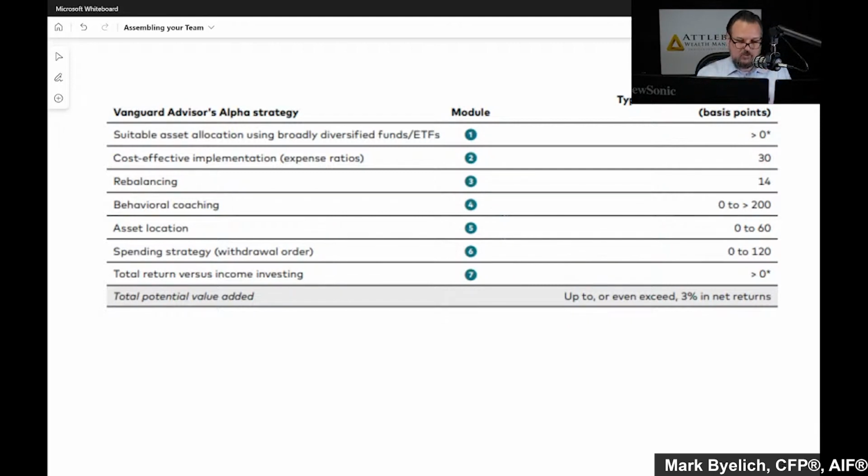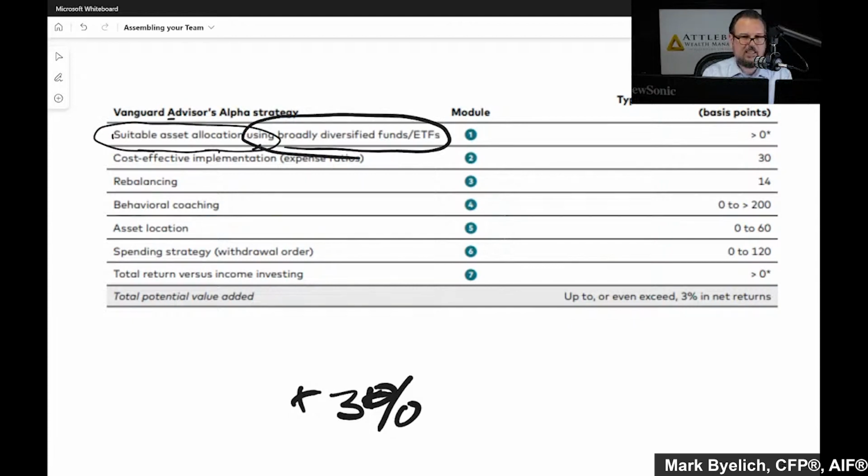Vanguard says that a good financial advisor can add about 3% on an annual basis to the value of a portfolio. So that's good. You do-it-yourselfers, you're giving up that potential 3% a year. A lot of financial advisors tout this on an ongoing basis, but they don't get into the weeds of the study. This goes back to hiring the right financial advisor, because just a suitable asset allocation, using broadly diversified funds and ETFs, which is what most financial advisors do, actually adds about zero value.